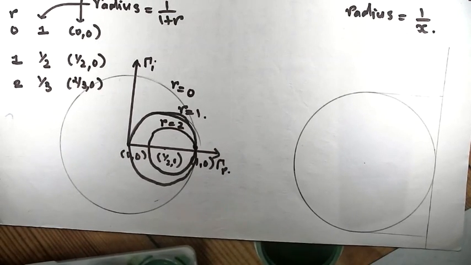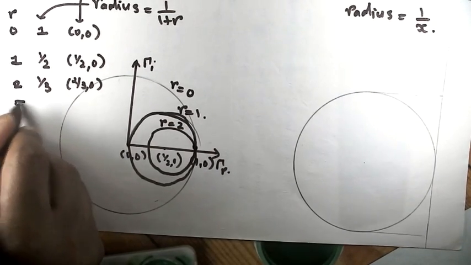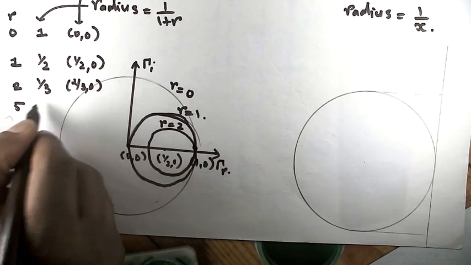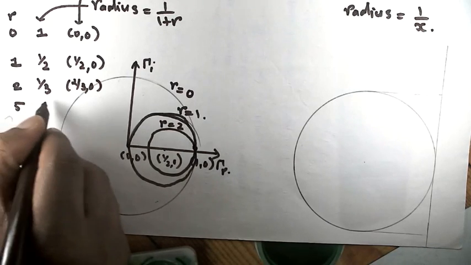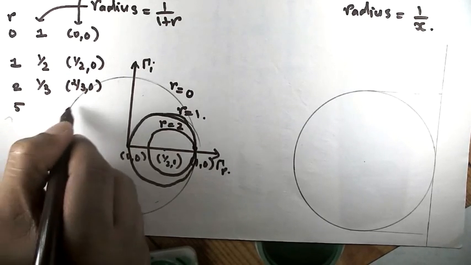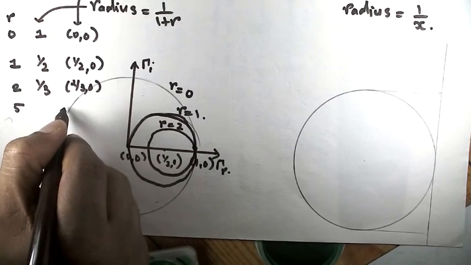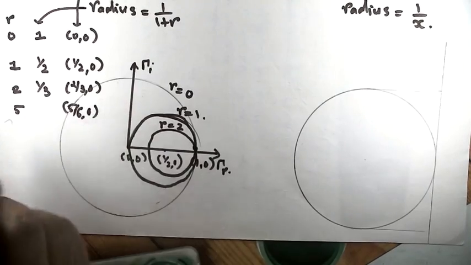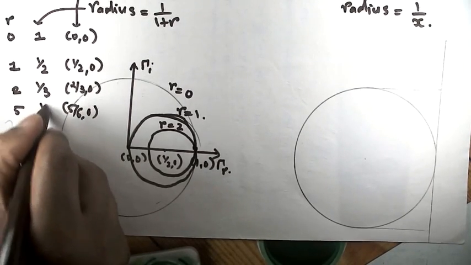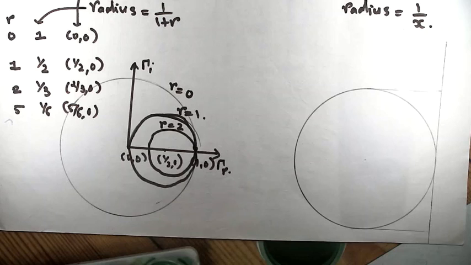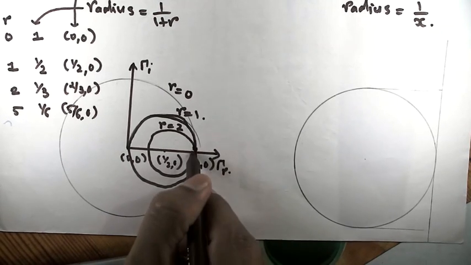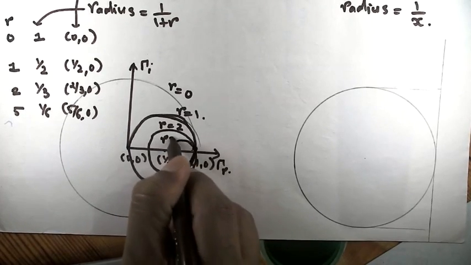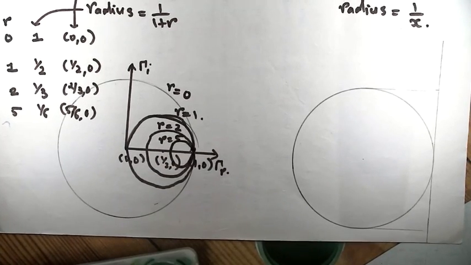In the same way, if I use the value 5, then for this typical value 5, I may get the center at 5 by 6 and 0, and the radius will become 1 by 6. So my radius will reduce, and I may get the circle in this way. This circle can be considered as r equal to 5.